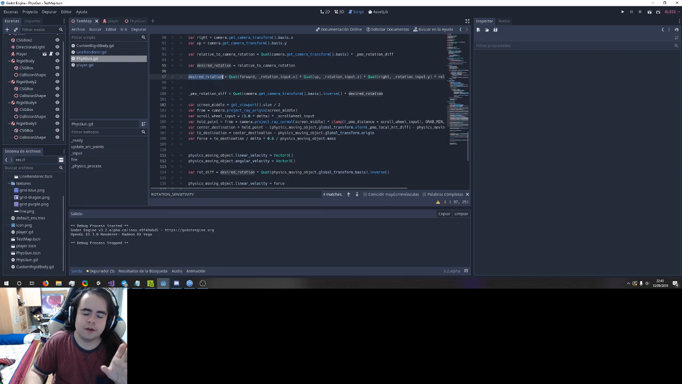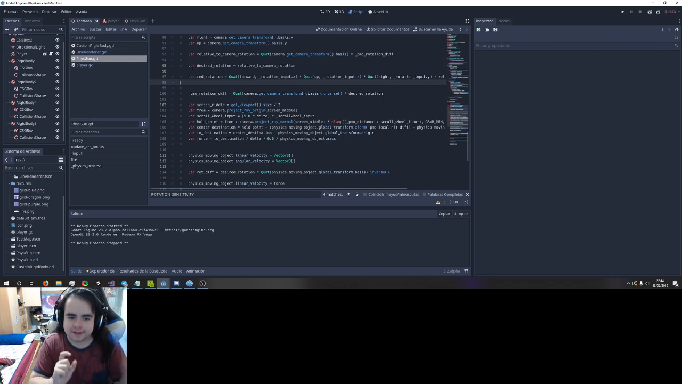Okay, sorry guys, I just had a bit of a mental hiccup. The desired rotation here is our target global rotation, the global rotation that our object should have. And the rotation diff is the difference between the rotation of the camera and the rotation of the thing, so that we can then calculate how much we have to rotate on the next frame to make it face us again.